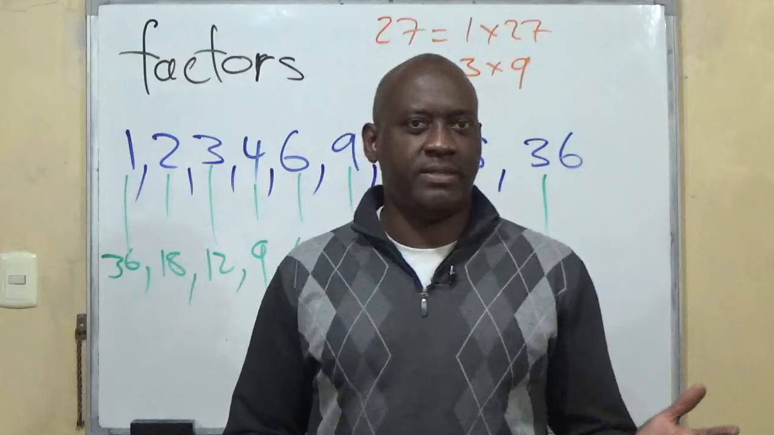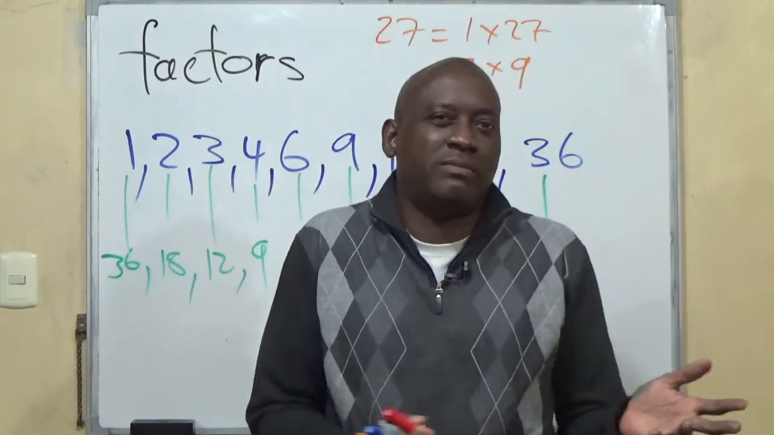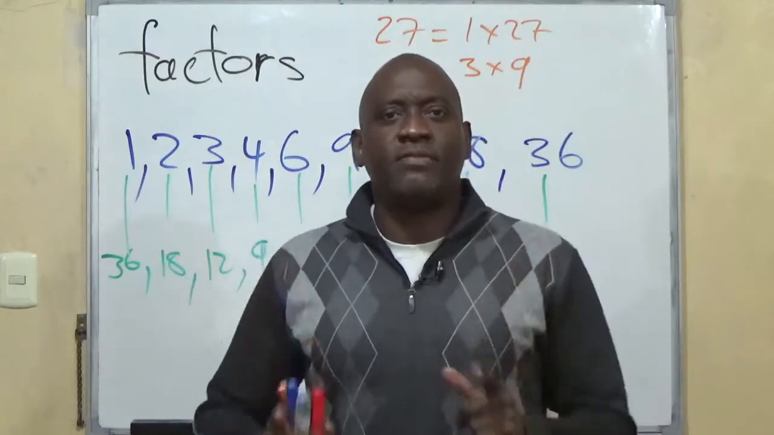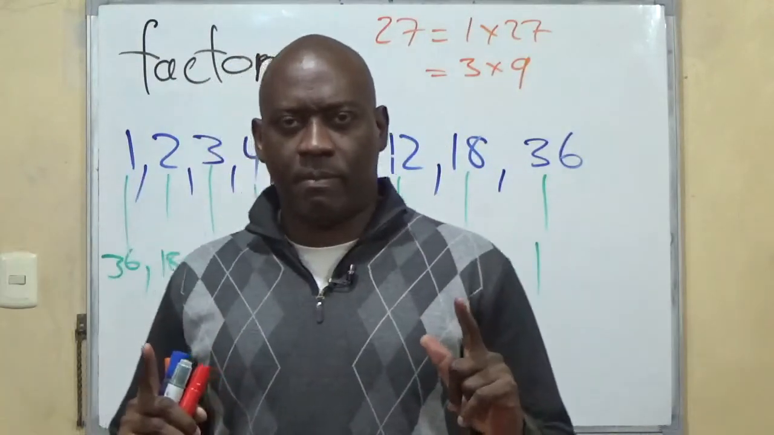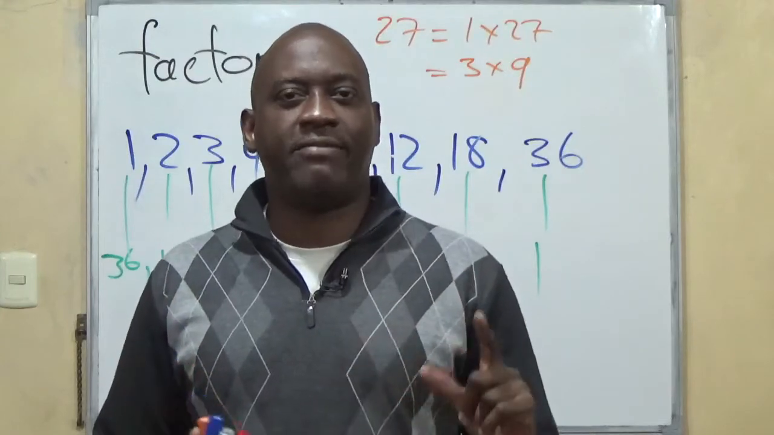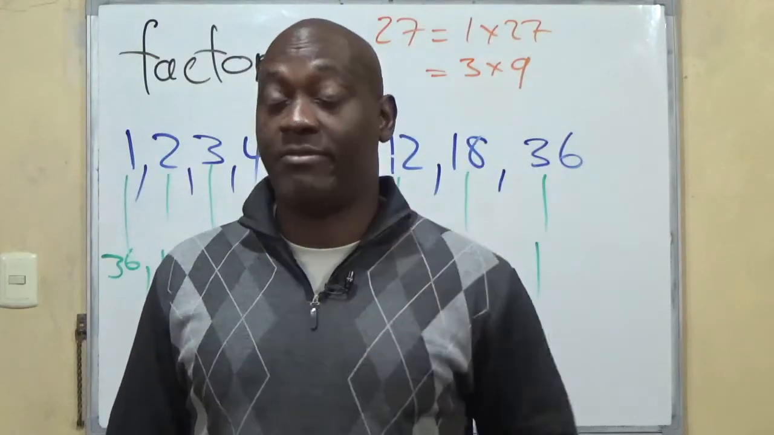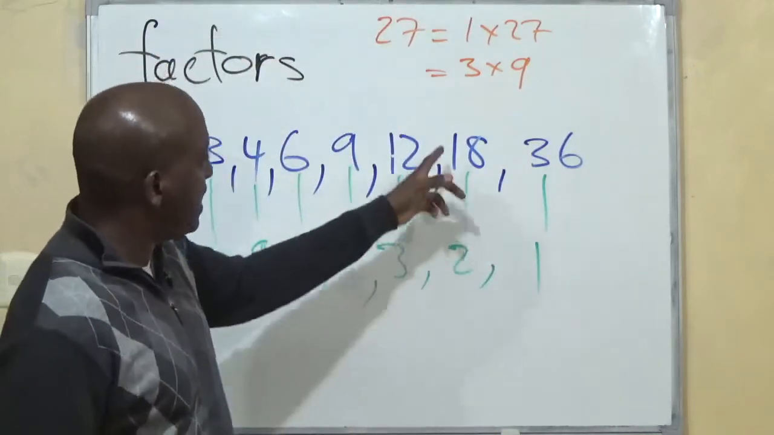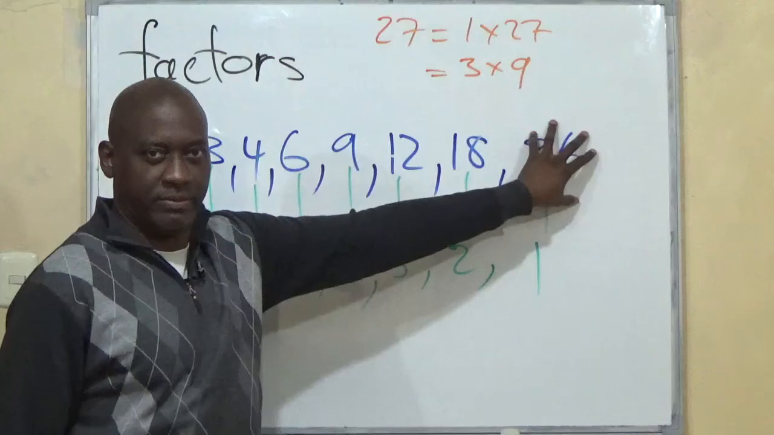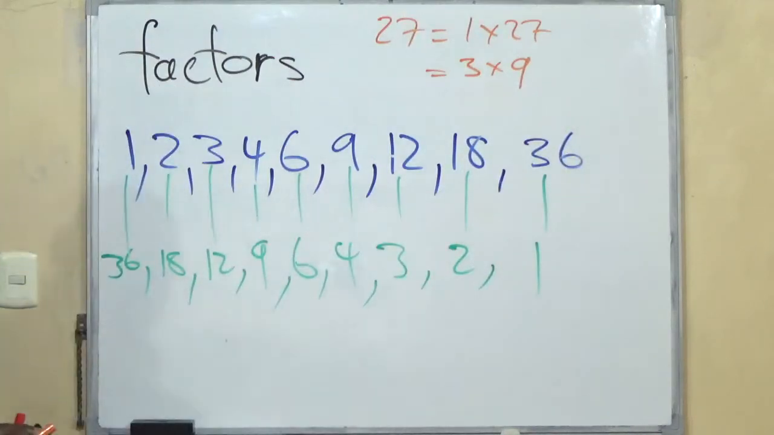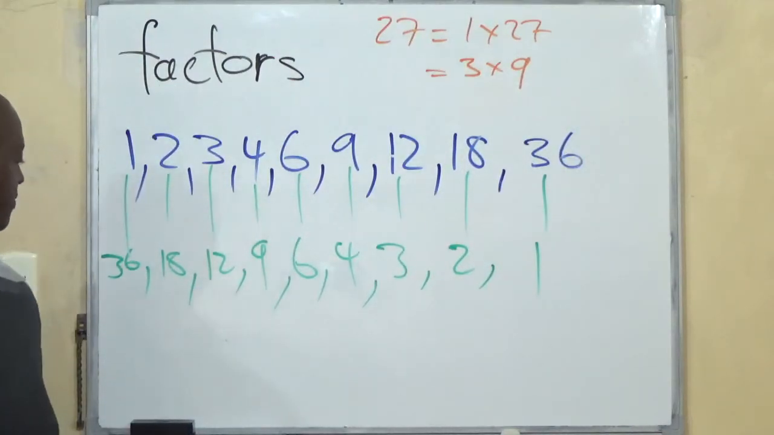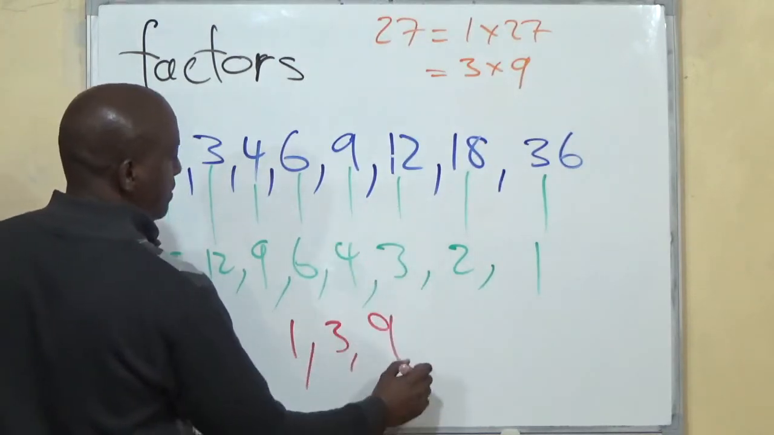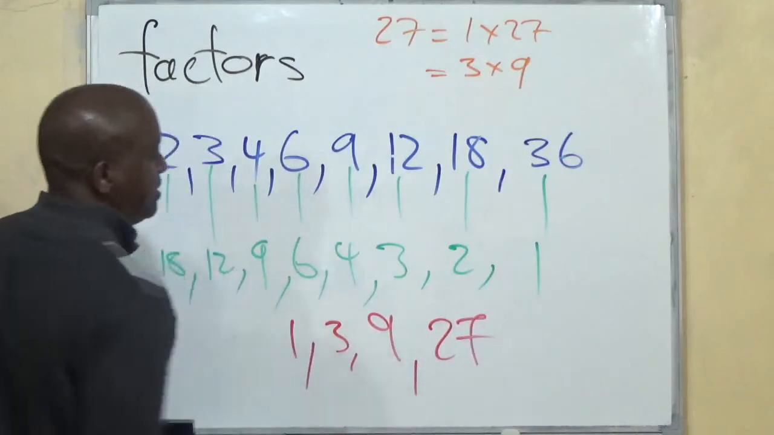Half of 27 is 13 and a half. So the 9 is not greater than 13 and a half. So in other words, anytime you have to list the factors of a number, you will not get a factor that is greater than half of the number. The only factor that is greater than half of a number is the number itself. So when we list the factors of 27, we will have 1, 3, 9, and then 27 itself.